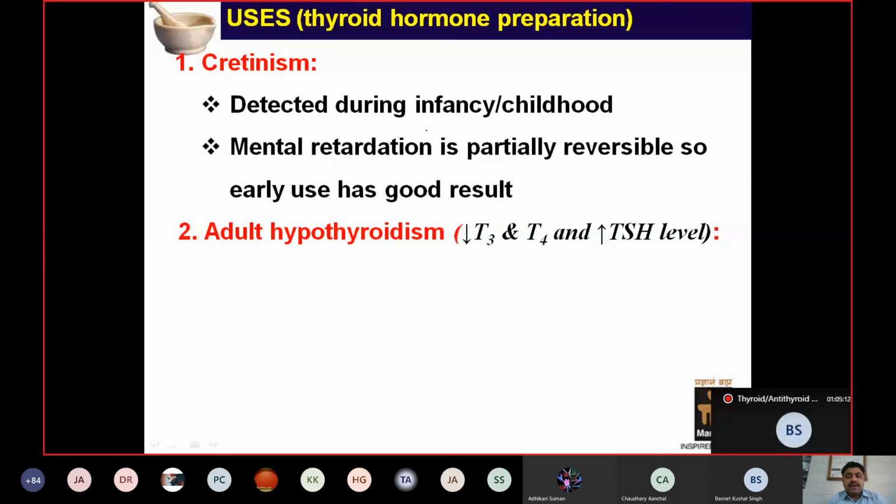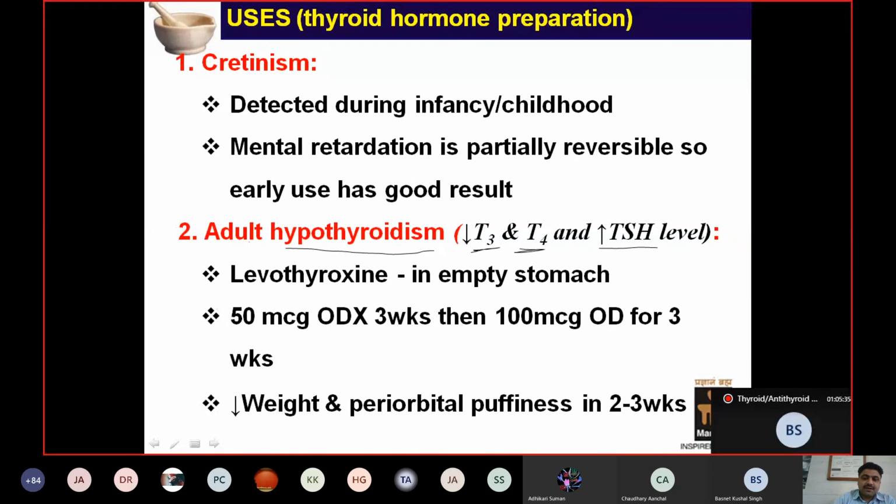Adult hypothyroidism, we say when there is decreased T3 and T4, and the TSH level is increased. TSH level is increased and T3, T4 level is decreased, we call it hypothyroidism. So this is adult hypothyroidism. In that case, we prefer levothyroxine, L-thyroxine, that is the T4 preparation. This is the T4 which we prefer, and it should be given on an empty stomach for better bioavailability. Remember, this is a pharmacologically important thing.